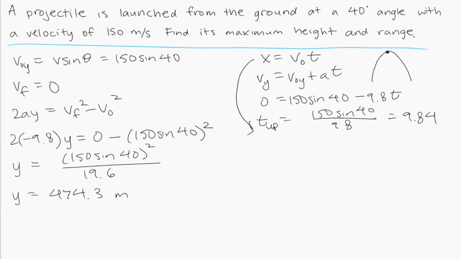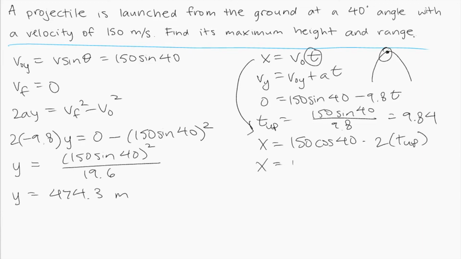We have x equals the x component, which is 150 cosine 40, and then we have t, but this t is the total t of the whole time, while we only found the time that goes up to this dot. But you might notice that this is exactly half of the full time. So we can just do 2 times t up.